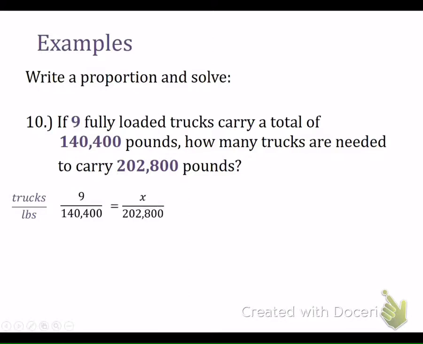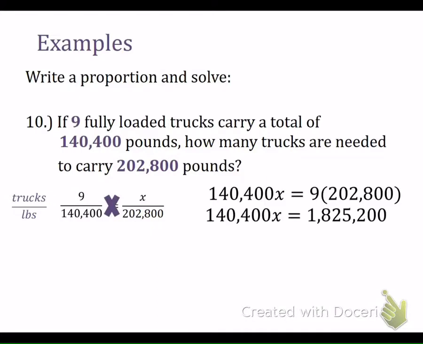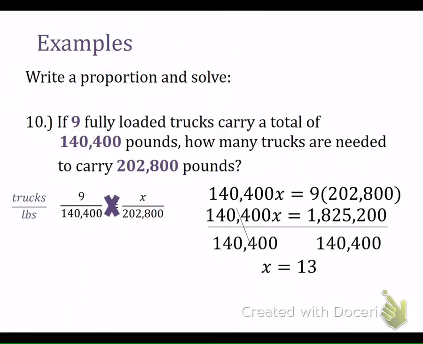That equals, my variable is how many trucks. So the X needs to line up with how many trucks I had in the first ratio, which is 9. So trucks, trucks, pounds, pounds. Cross multiply. This is one where I probably wouldn't even clear my calculator. Just multiply it out, divide it out. For the sake of time, I will ruin the surprise for you. You get 13 trucks.